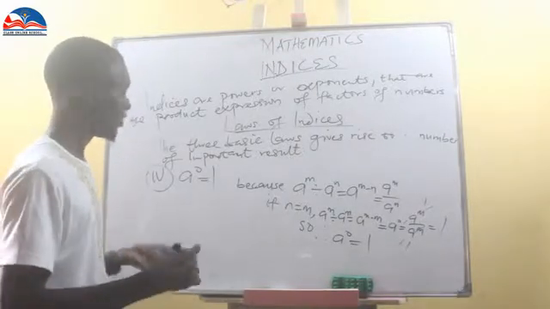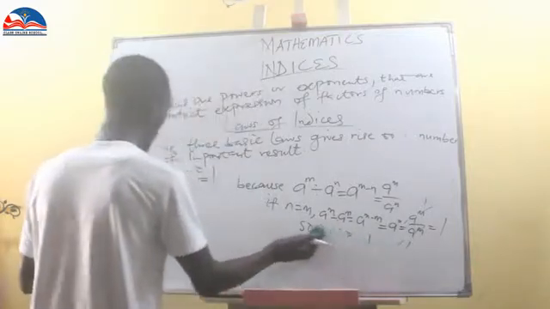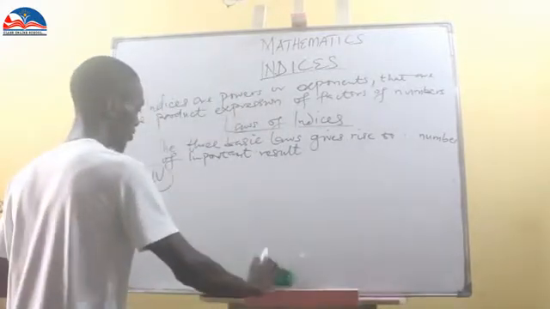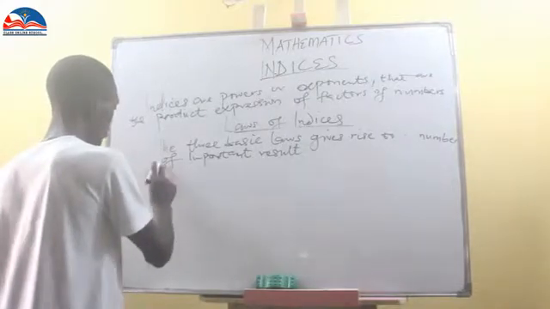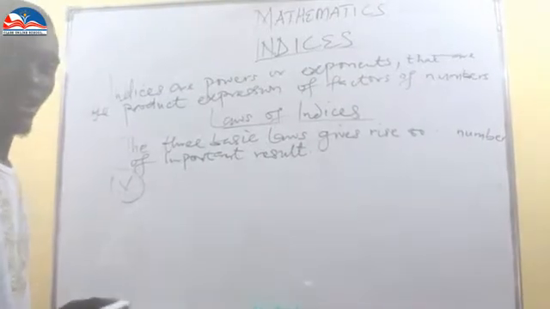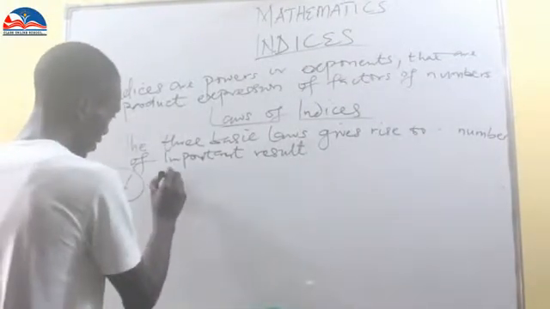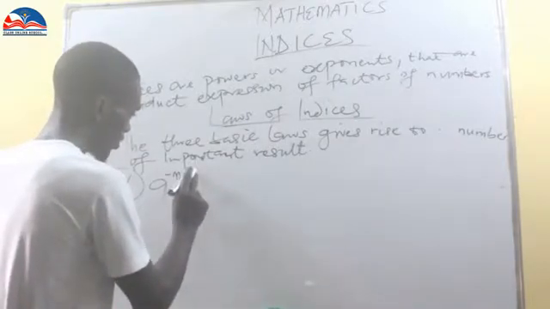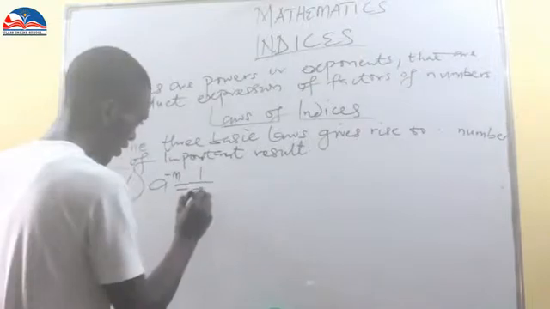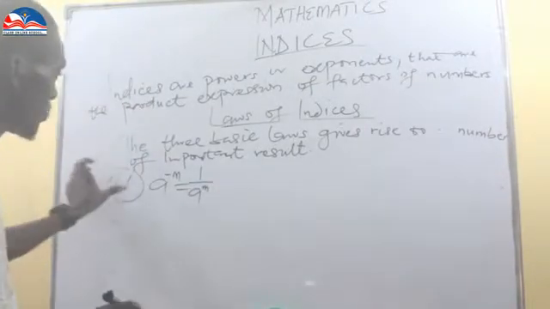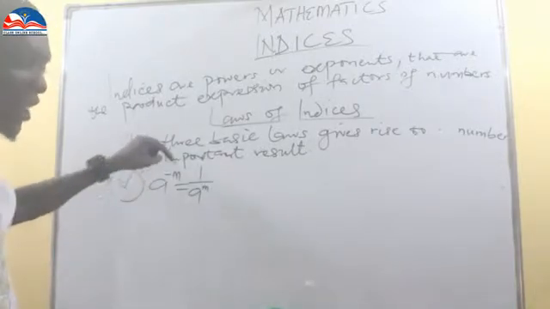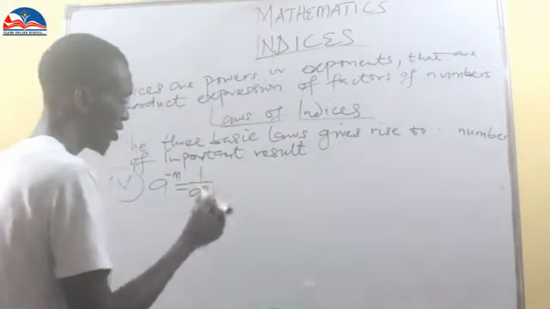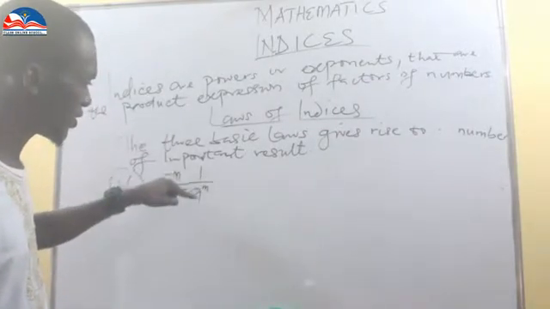Now let's take the fifth one. Watch. The fifth one says that a index minus m is equal to 1 over a index m. This is the fifth law: a index minus m is equal to 1 over a index m.